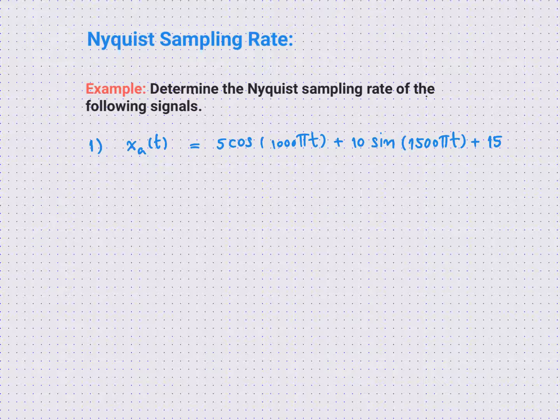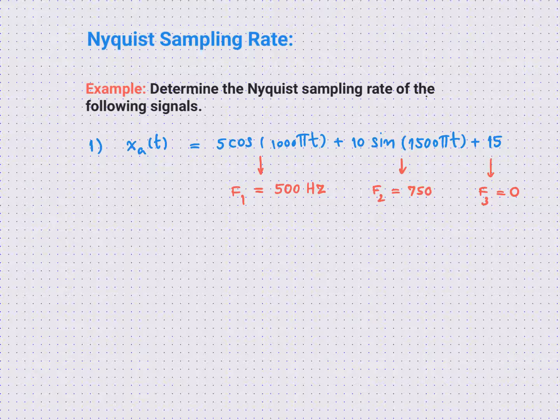You notice this signal here consists of three components. The first component has the frequency f1, which is equal to 500 hertz. Here the omega is 1000 pi, therefore f1 is 500 hertz. The second one, you have the frequency f2, 15,000 pi divided by 2 pi, therefore 7500 hertz. And the last component is the DC component, therefore f3 is equal to 0 hertz.